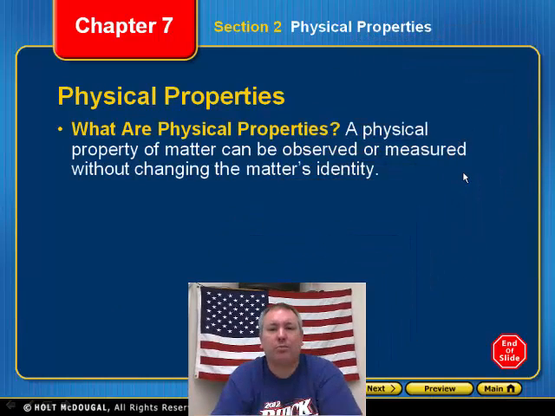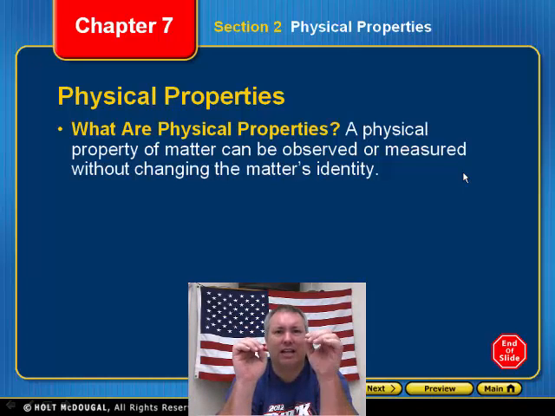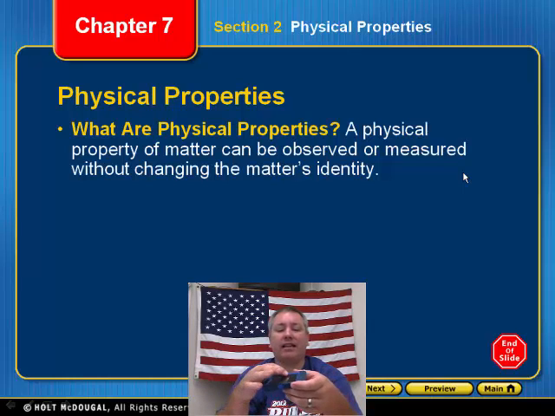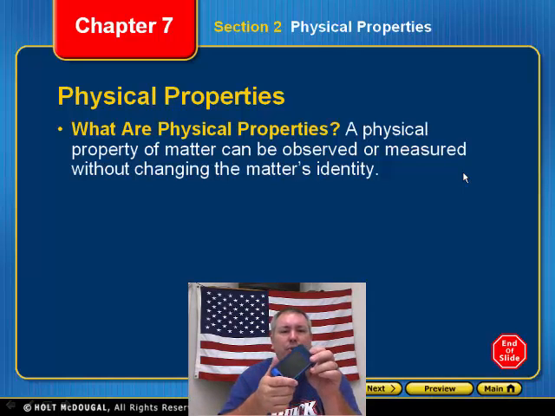When we talk about physical properties, what are those physical properties? Well, physical properties are the things that you can observe. They're easy for you to observe and to measure without, and this is the important thing, without changing the matter's identity. Okay, so a physical property of this would be that it's blue, because there's blue on there. It has a screen. It has black right here. There's silver on it as well. That's a physical property. This is in the shape of a rectangle, with rounded-off corners. That is the physical properties of this.